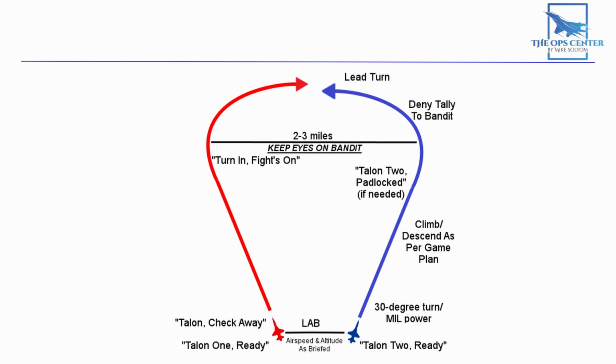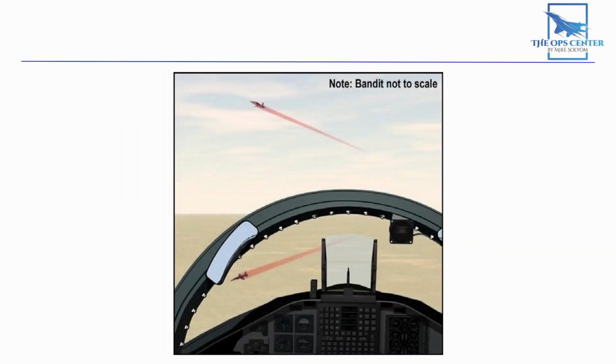We practice high-aspect BFM with the butterfly setup. Starting at line abreast and a pre-briefed altitude and airspeed, we make a 30-degree check turn away from each other. Once we reach approximately 2 nautical miles or the limits of visual range, we'll turn in with a call of turn in, fights on. Throughout all this, the fighter should begin the process of building turning room by either climbing or descending and getting to the inside at the turn in. After this point, watch for your lead turn cues.